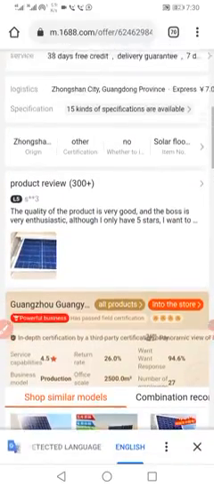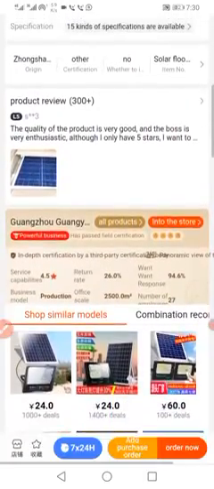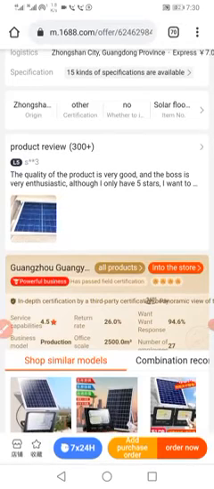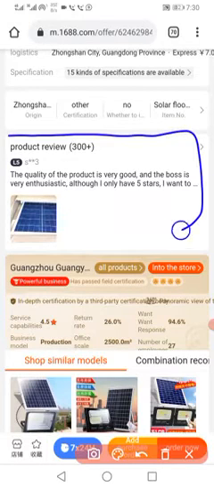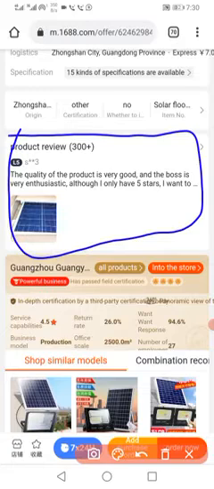So now we'll move on to the next one, which is review. This is the fourth thing you should be looking at. Hope you still recall. The first one is the highest transaction. Look for the manufacturer having the highest transaction.